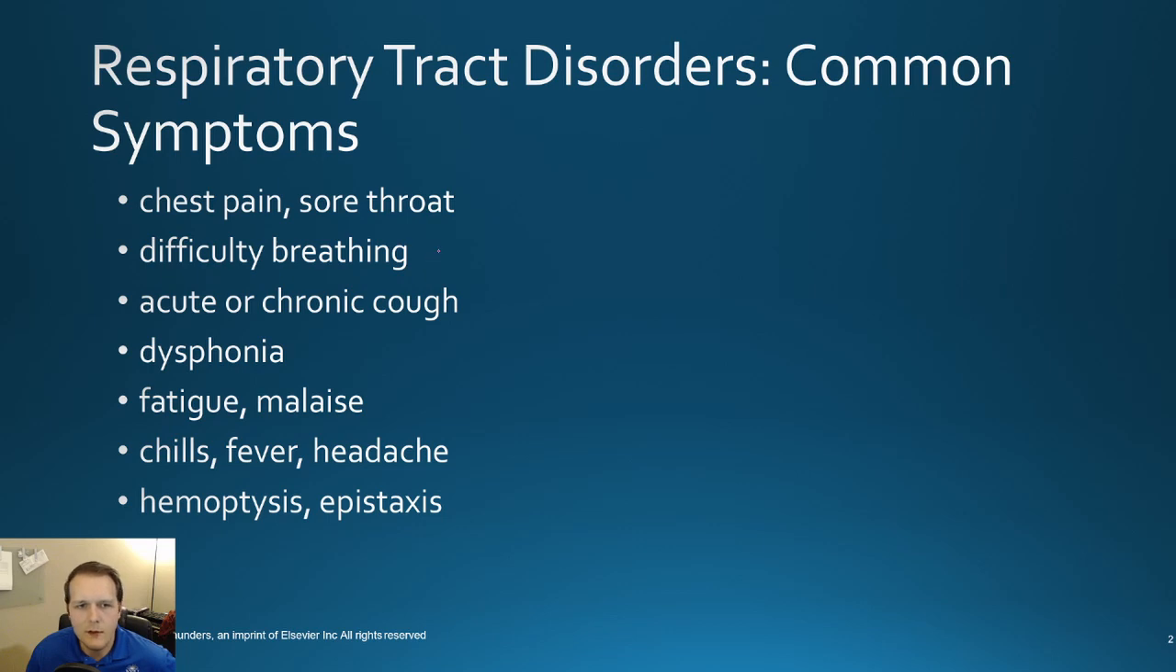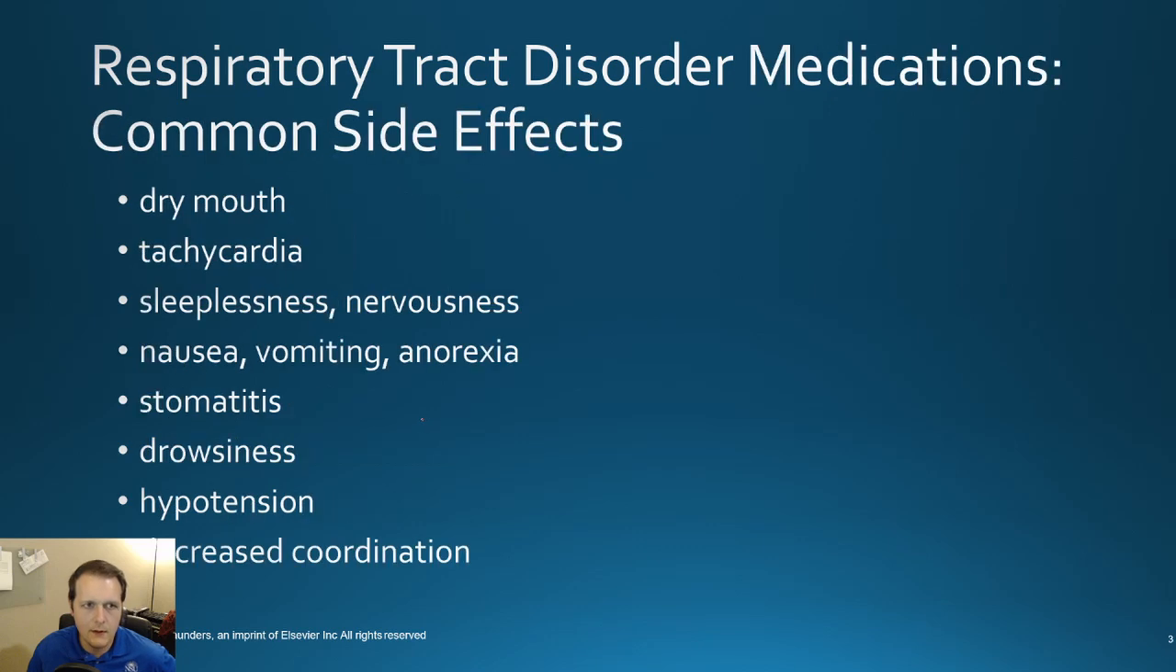Certainly difficulty breathing, which we can also call dyspnea, acute or chronic cough, dysphonia, where they actually have changes in their voice or it hurts to speak, fatigue, fever, chills, hemoptysis, where they actually are coughing up blood, or epistaxis, where they actually have a nosebleed occurring. Any of these things could be related back to some of the respiratory conditions that we'll talk about today.